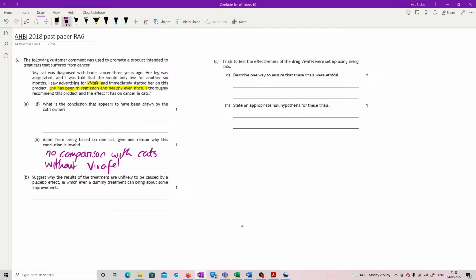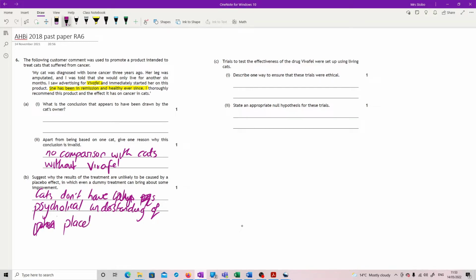Suggest why the results of the treatment are unlikely to be caused by a placebo effect, in which even a dummy treatment can bring about some improvement. Well, it's because cats aren't human, although some people think they are, but they're not. Okay, so cats don't have your psychological understanding. I'm sorry, physiological there. And then I can't spell psychological. P-S-Y. Because it's not like you're going to say to the cat, this is a placebo, and then spend time explaining what we mean by placebo. And I can't even spell that. Oh, it's been a bad day for me not spelling things correctly. There we go. Placebo. So yes, cats are not human.